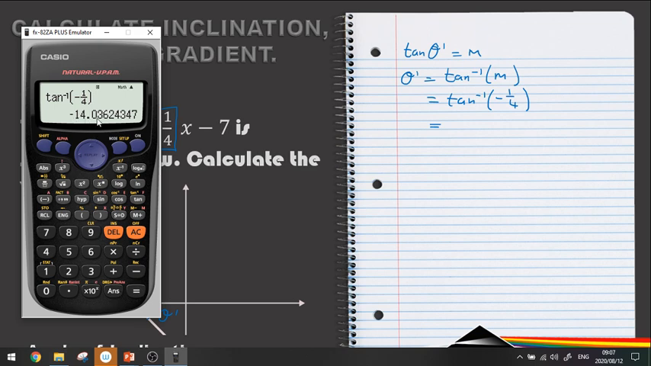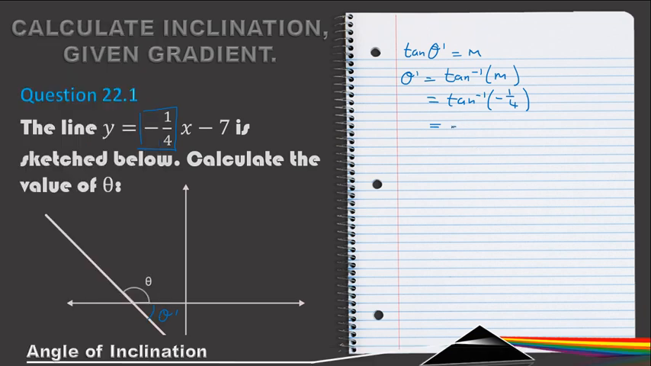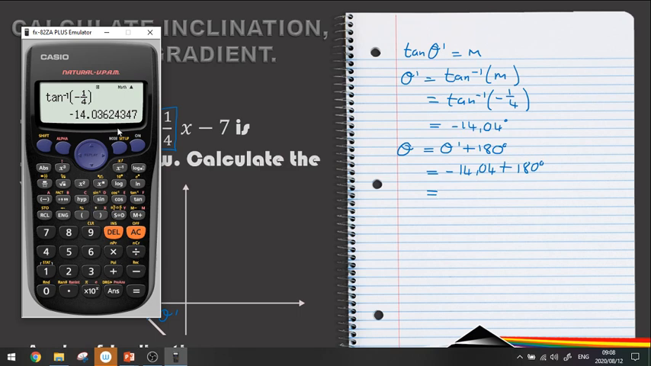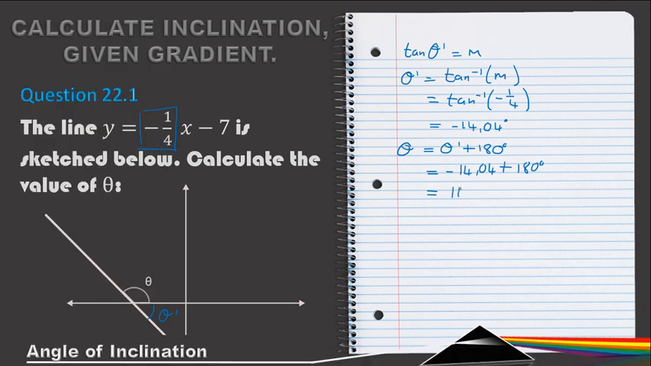That is equal to negative 14,04 degrees. And now theta will be equal to theta 1 plus 180 degrees. So if I substitute that in, that's minus 14,04 plus 180 degrees. And then all I do on my calculator is, with my answer for theta 1, just say plus 180 degrees, and that would give me 165,96 degrees.